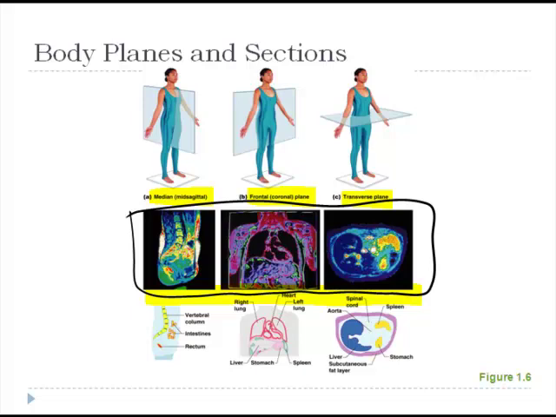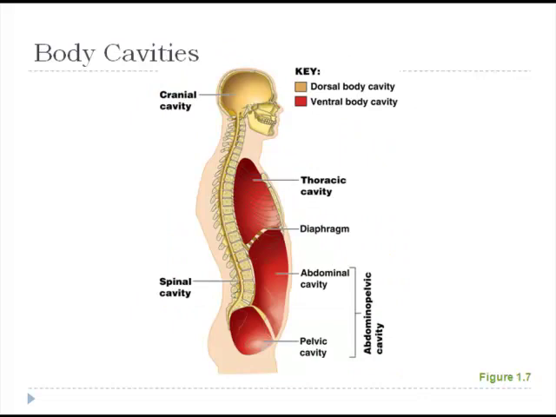The last thing to talk about in this section is what's called body cavities. Here's a picture of the body cavities. Before we talk about the cavities, though, I want you to tell me what type of plane we are looking at here. Is this a sagittal plane? Is this a frontal? Or is this a transverse plane? Okay, hopefully you answered that this would be a sagittal, and in this case, probably a mid-sagittal cut, right down through the middle of the body.